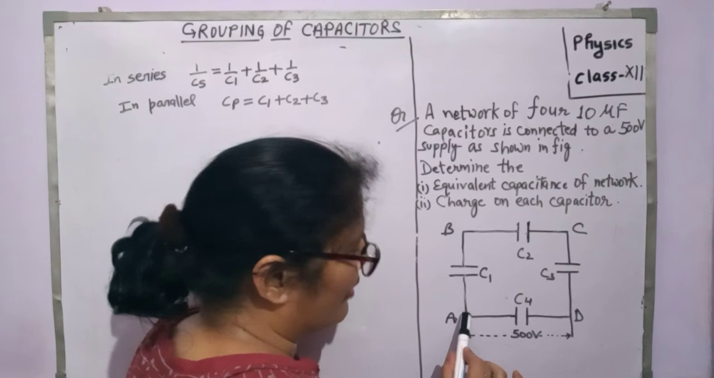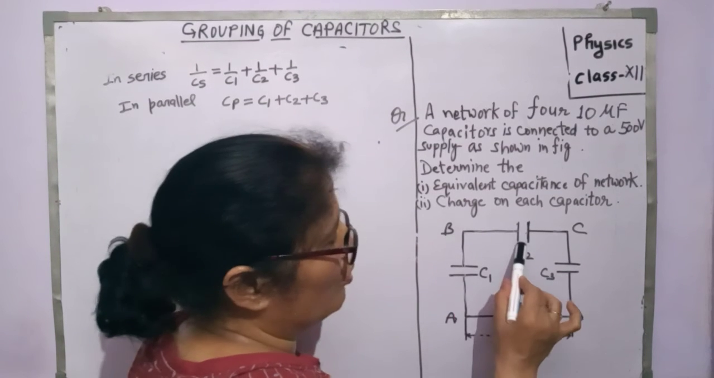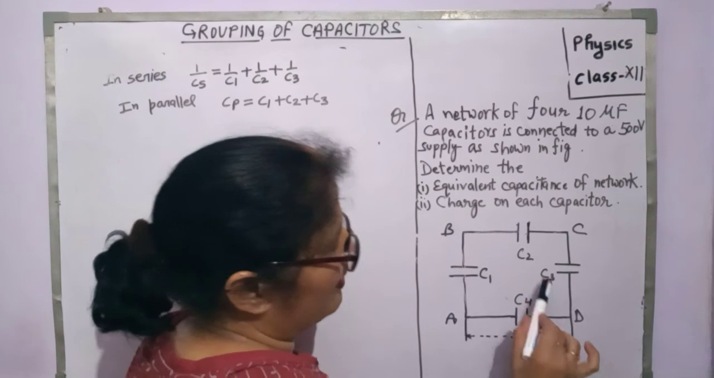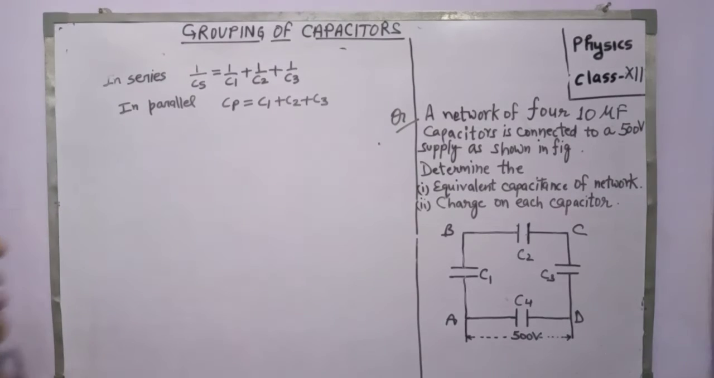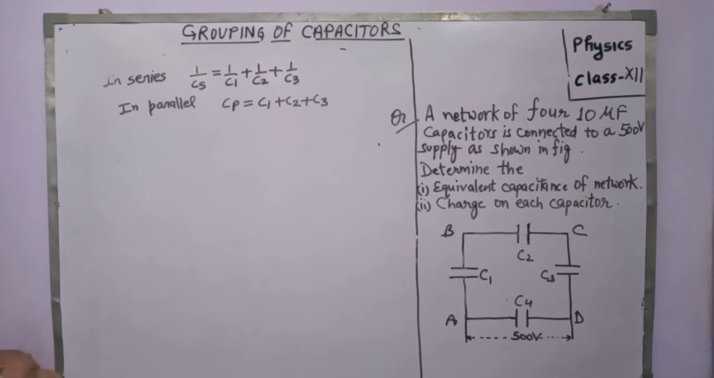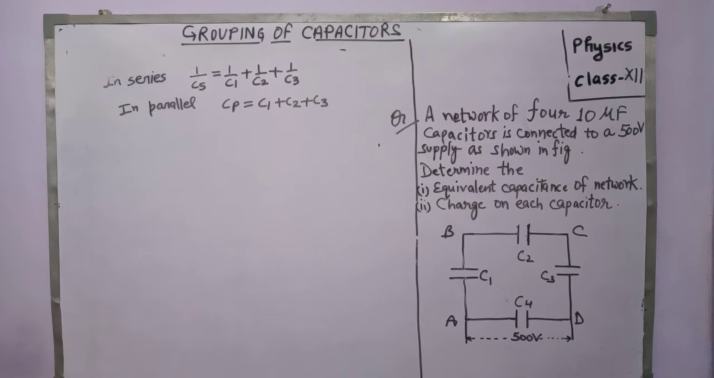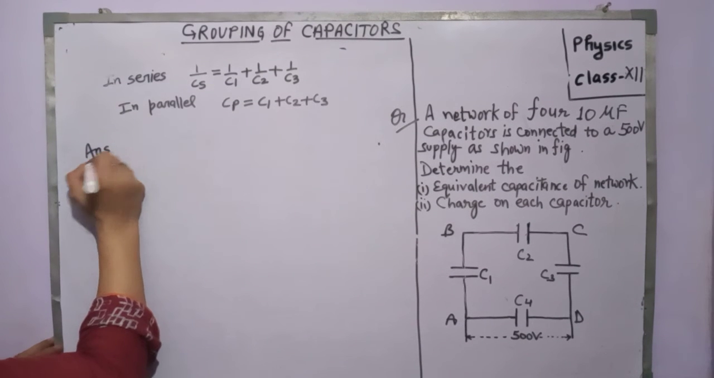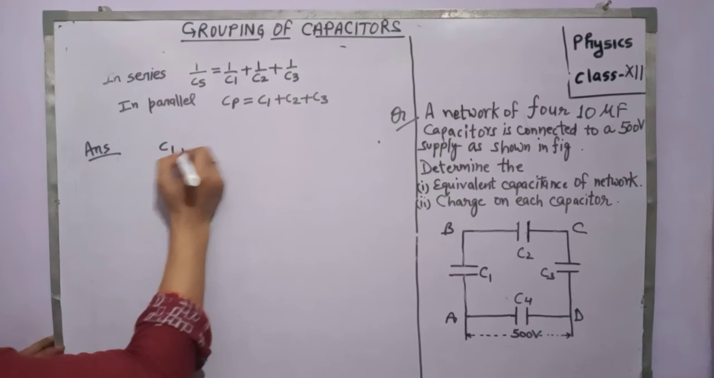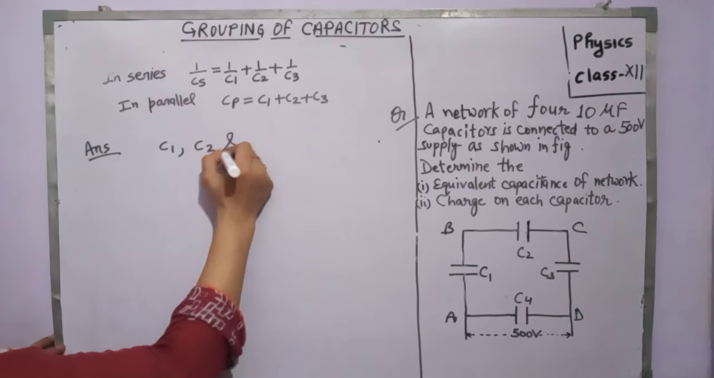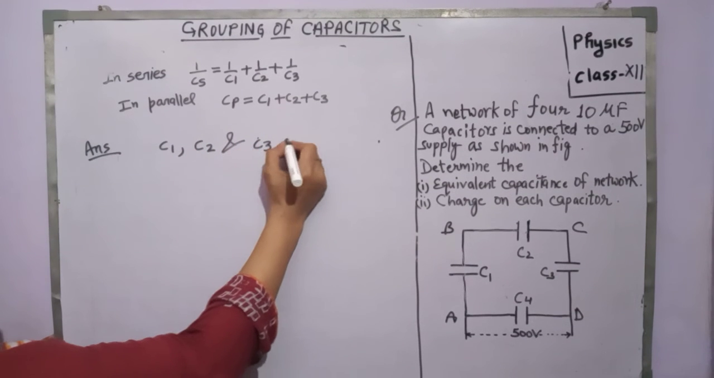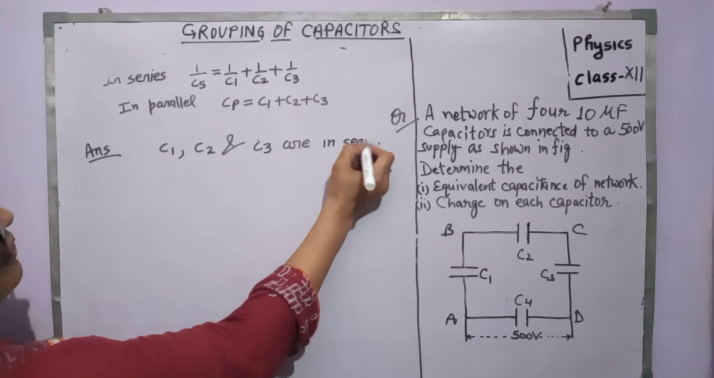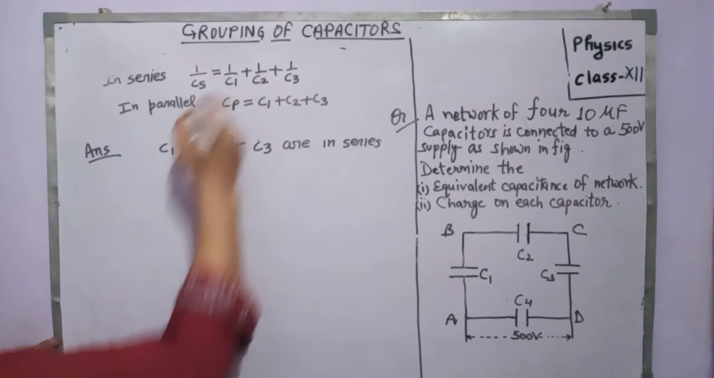From this you can observe the same charge on each capacitor. Therefore these three, C1, C2 and C3, are in series. We can write here the solution or answer of this one. Answer: C1, C2 and C3 are in series. And the formula is, you know this formula.